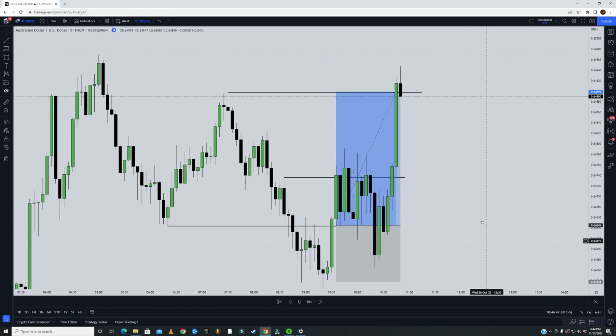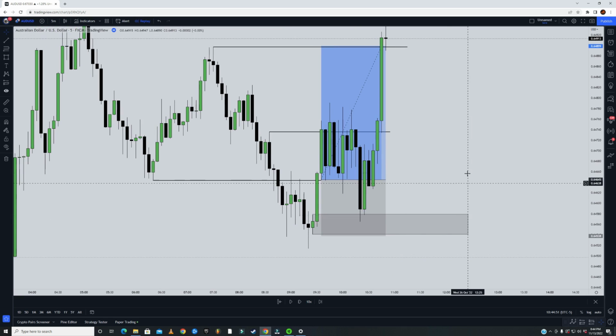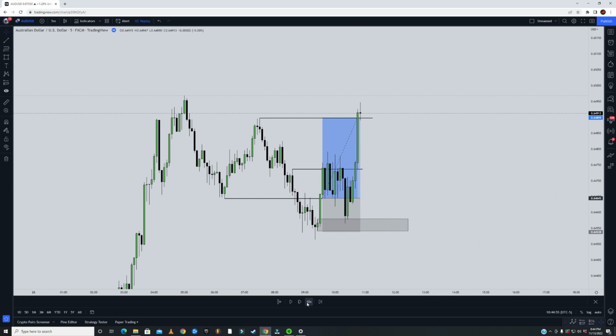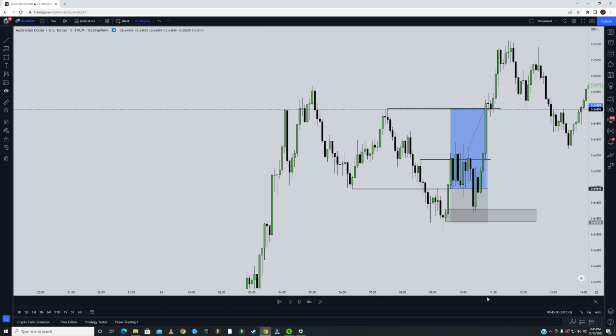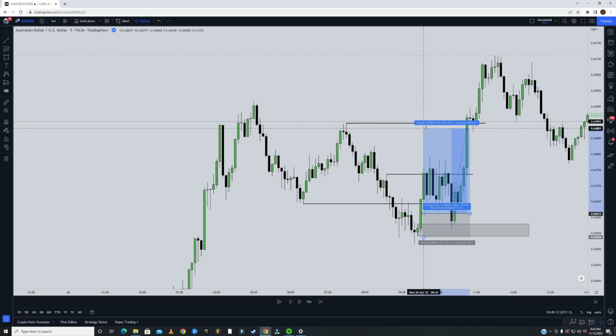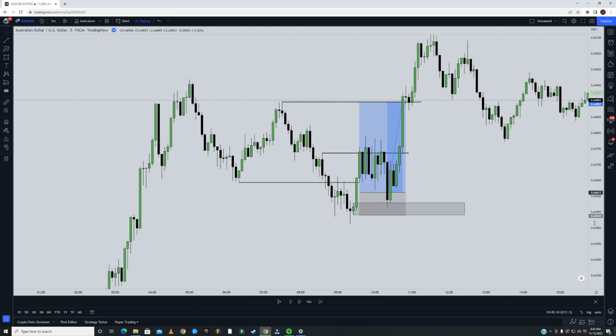And boom, we came back, mitigated this order block right here, and we just pushed back up. So you can see how well this strategy works, guys. If you took your entry from the 50% level and you had your stop loss here, this would have been an almost 4 risk reward trade, guys. So a very simple and easy trading strategy.